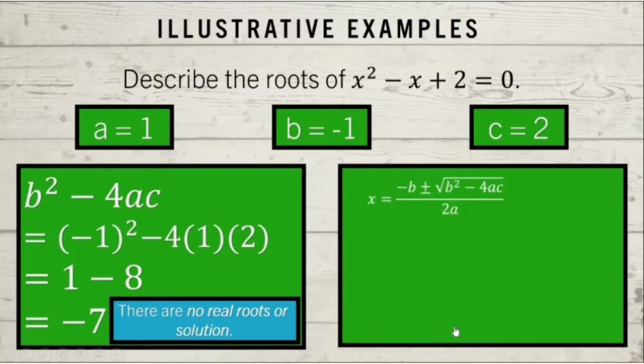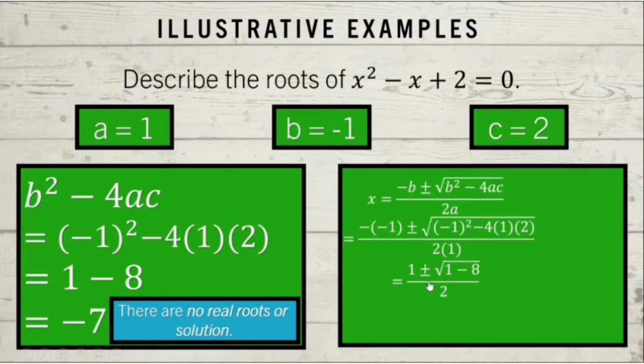By using the quadratic formula, we're going to substitute the given values of a, b, and c. We will have negative multiplied by negative 1 plus minus square root of negative 1 squared minus 4 multiplied by 1 multiplied by 2 over 2 multiplied by 1. We will have 1 plus minus square root of 1 minus 8 over 2. And then simplify square root of 1 minus 8. We will be having square root of negative 7. Therefore, we have 1 plus minus square root of negative 7 over 2.